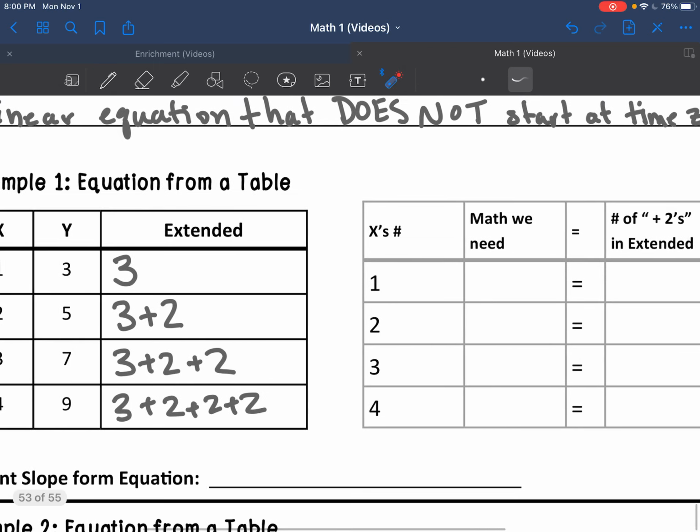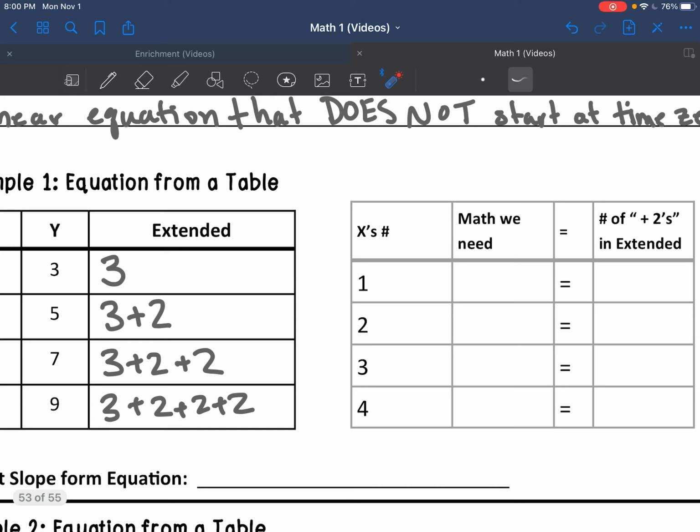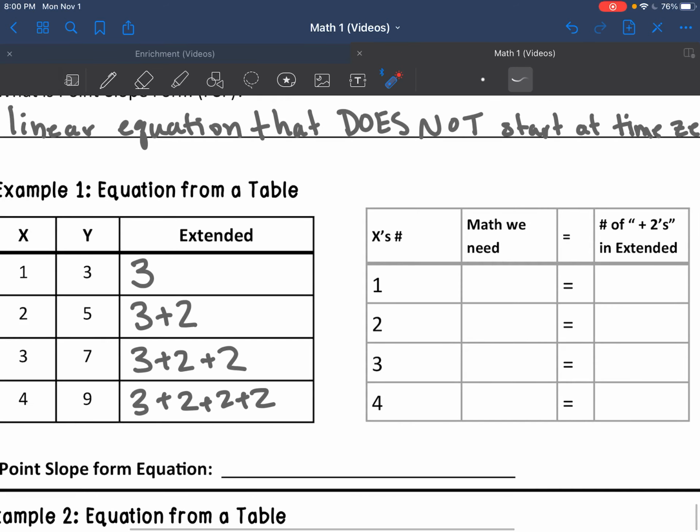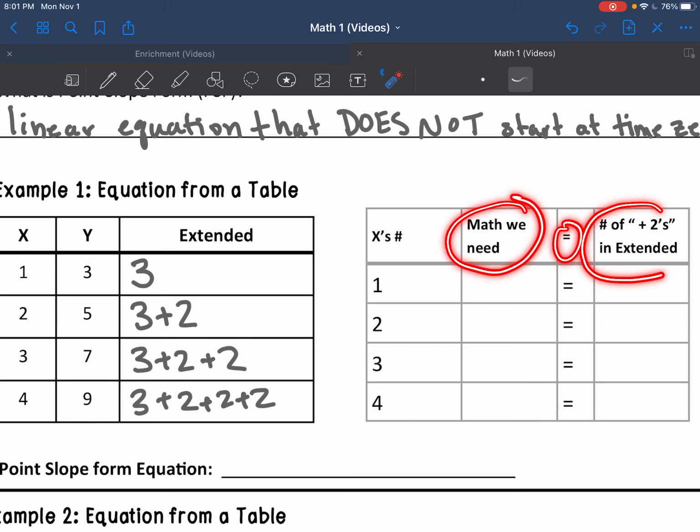As you can see here, this table is already filled out a little bit for you. X's first number is 1, that's why we have a 1. X's second number is 2, that's why we have a 2. X's third number is 3, so we have a 3. The fourth number is 4, so we have a 4. Over here, you see the math we need, equals, and then the number of 2's in the extended. So let's focus on this row.